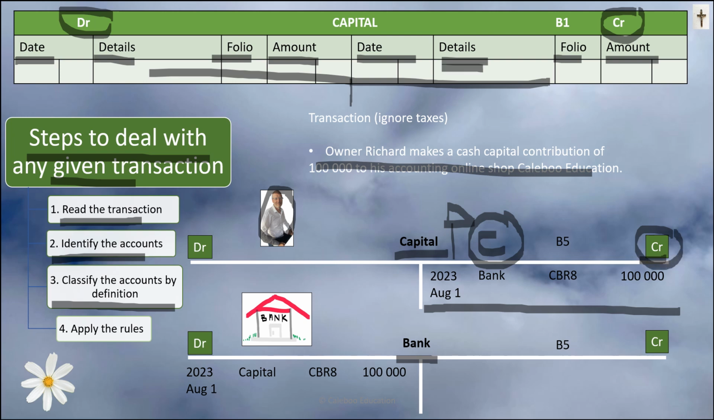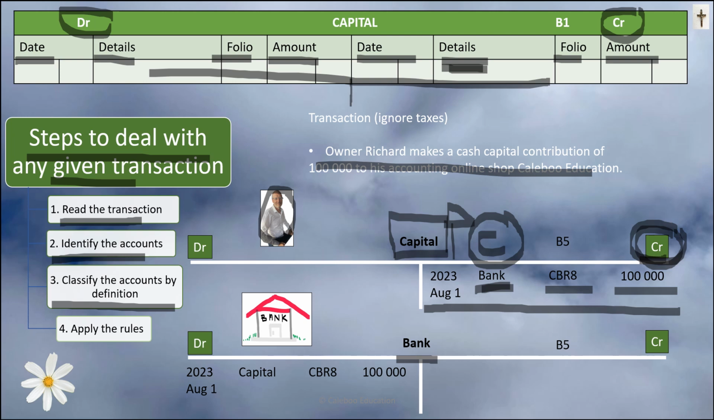Under details, the name of the other account, the contra account, is entered. So we're looking at the capital account. On the credit side, under details, we have bank. That is the other account affected by the transaction. All transactions go through journals. This information would have been taken from the cash book receipts. You might know it as the cash receipts journal, and the amount was 100,000.